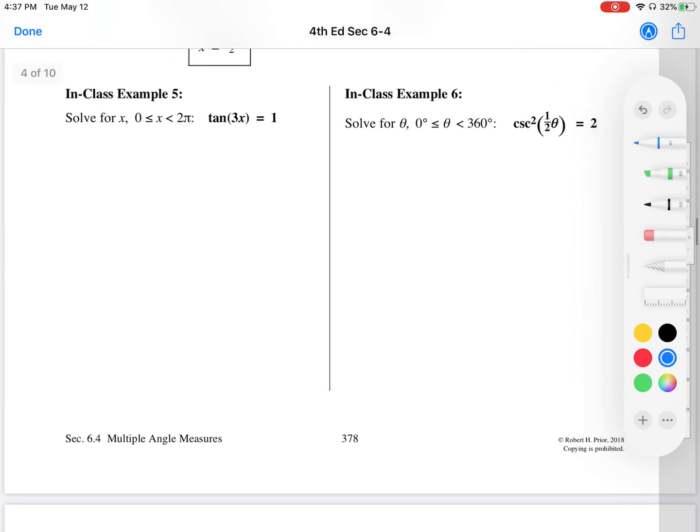All right, go ahead and try in class example 6. So pause the video, and once you're done, unpause it so we can work it out.